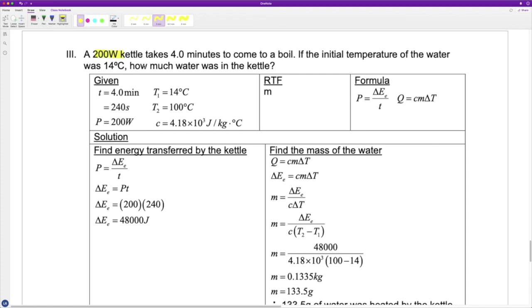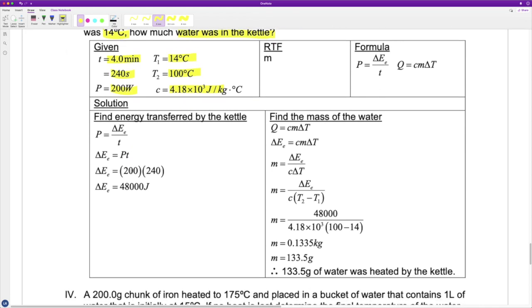We have a 200 watt kettle, and it takes 4 minutes to come to a boil. Now, I hope you all realize that water boils at 100 degrees Celsius. Some people don't know that. I feel that you should. So if the initial temperature of the water was 14 degrees Celsius, how much water was in the kettle? All right, so first of all, time has to be in seconds. So 4 minutes is 240 seconds. Power is 200 watts. The initial temperature, T1, is 14 degrees, and the final temperature, T2, is 100 degrees Celsius. And the specific heat of water is 4.18 times 10 to the 3.